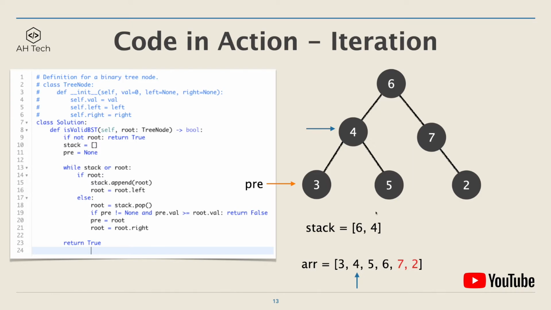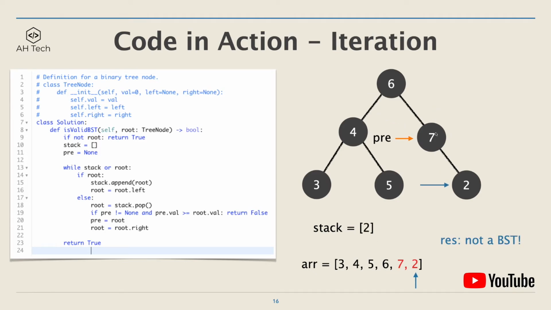Because pre-node 3, its value is smaller than 4, so far it is still a valid binary search tree. And here we'll pop 4 out, and because node 4 has a right node 5, the pre-node will become 4, and now we are at 5. And because 4 is smaller than 5, it's still valid. And now we're at node 7, and the pre-node is 6, and 6 is smaller than 7, so still good. And then we'll pop 7 out.